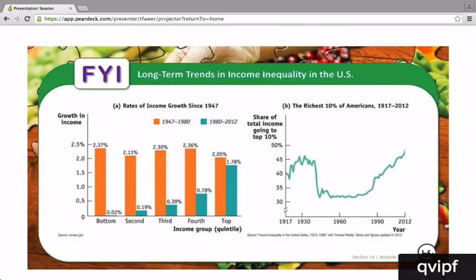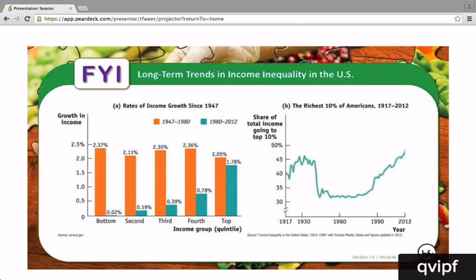Now, if we look at long-term trends in income inequality in the United States, you can see two different periods of time here. In the period since the end of World War II up to 1980, you can see in panel A that income gains amongst the different fifths of the population were relatively equal, meaning that incomes in all five groups were growing relatively equally, around the 2% range or a little higher than that.